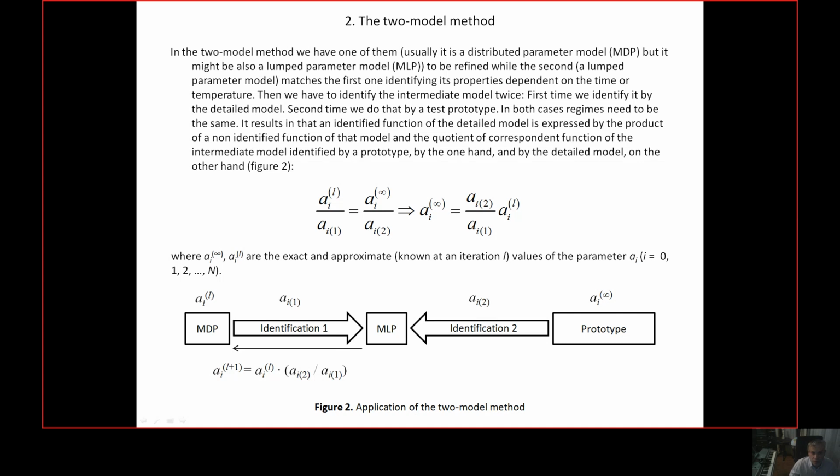It results in that an identified function of the detailed model is expressed by the product of a non-identified function of that model and the quotient of the corresponding function of the intermediate model identified by a prototype, on the one hand, and by the detailed model on the other hand. You can see that in figure 2.